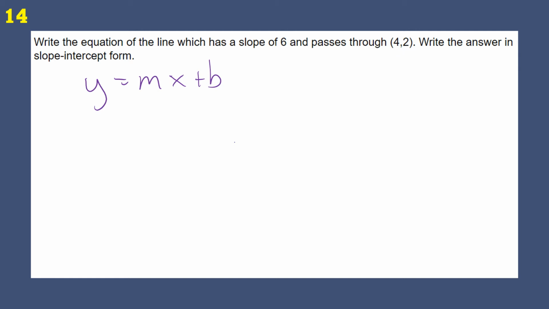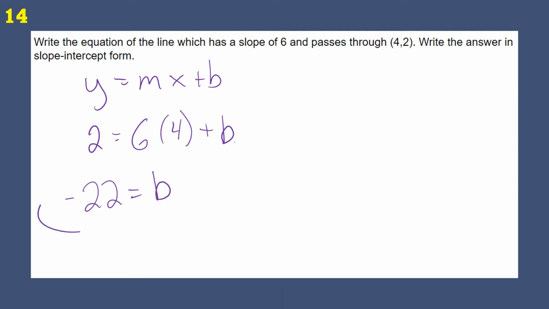So what I'm going to do is plug in the three numbers I have for three of the letters. The y is 2, the slope is 6, and the x is 4. I don't know the b, so I'm going to leave the b as a b. Now my goal is to solve this equation to figure out what b is. I multiply 6 and 4, and I get 24, and I subtract from both sides, and I get negative 22 equals b.